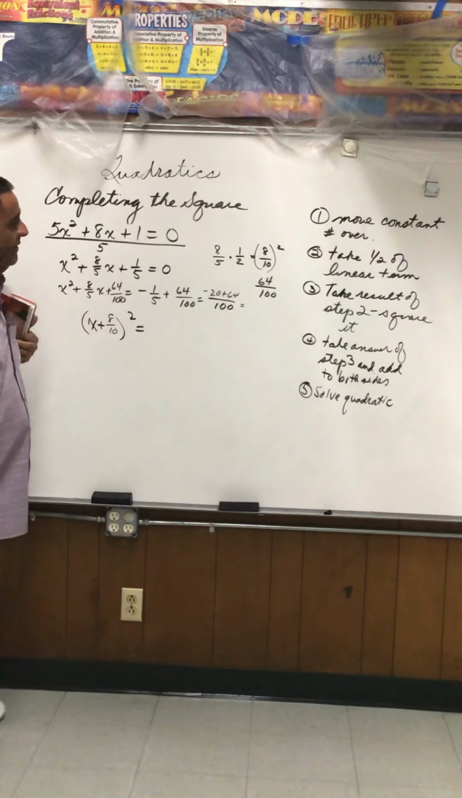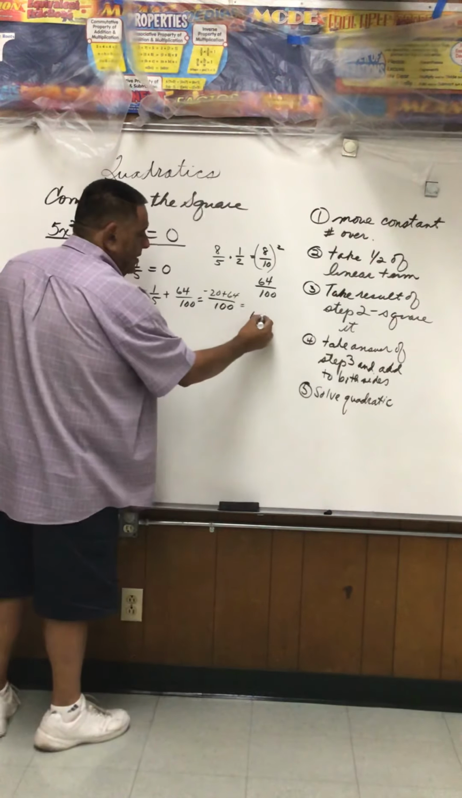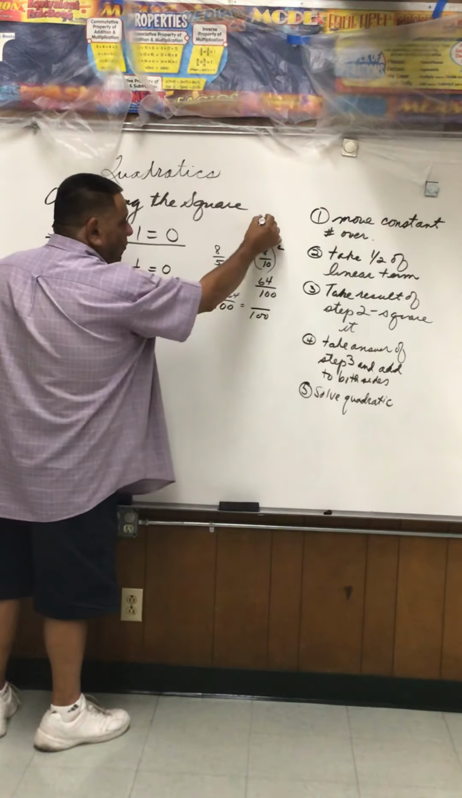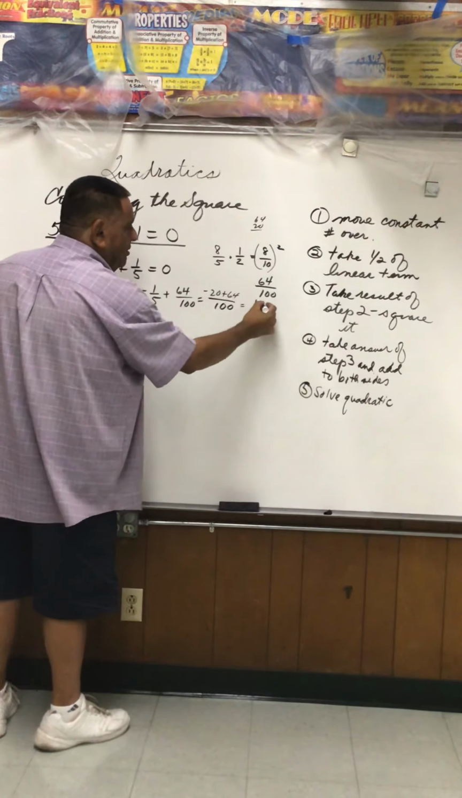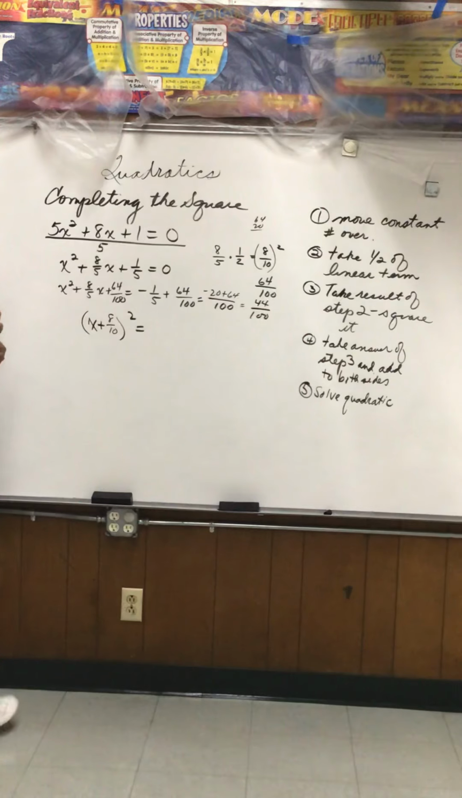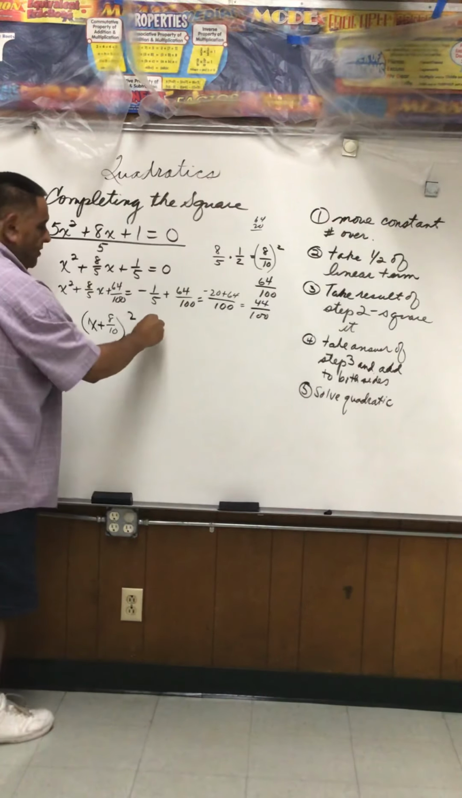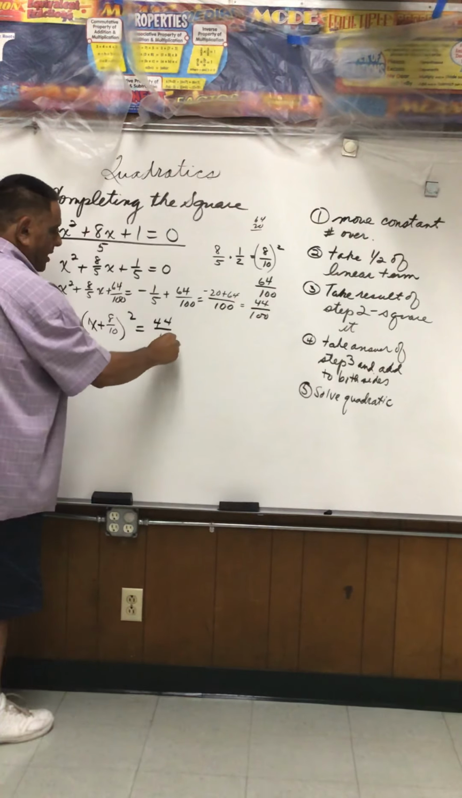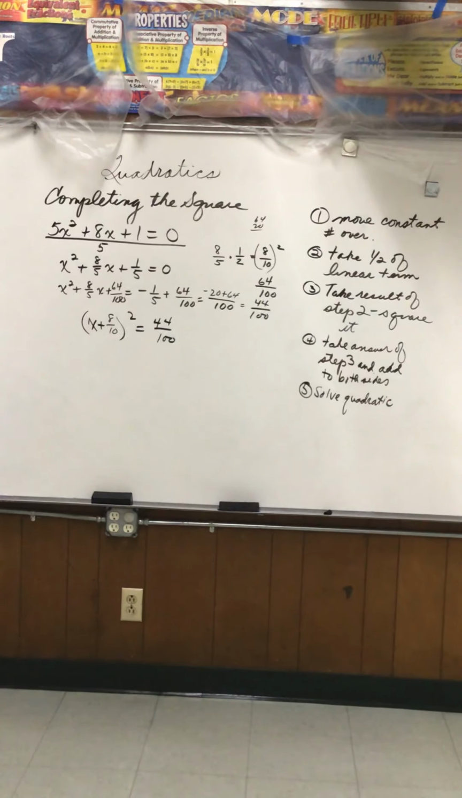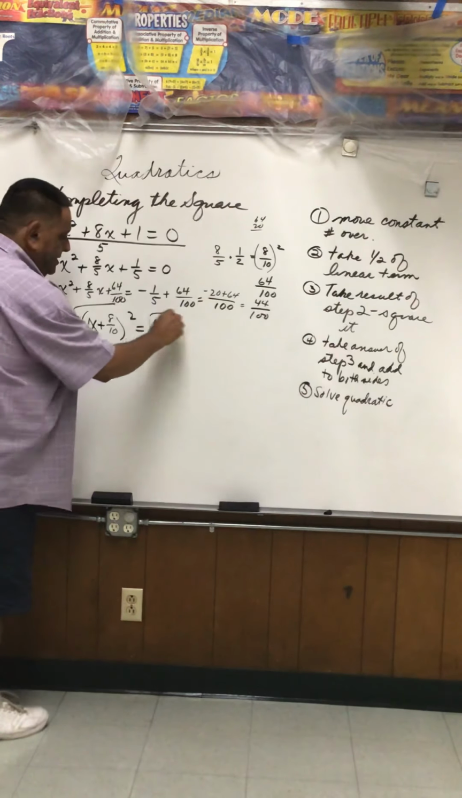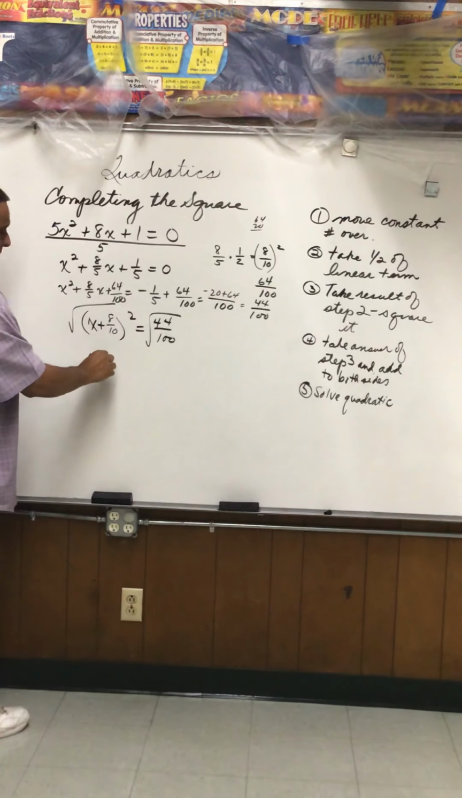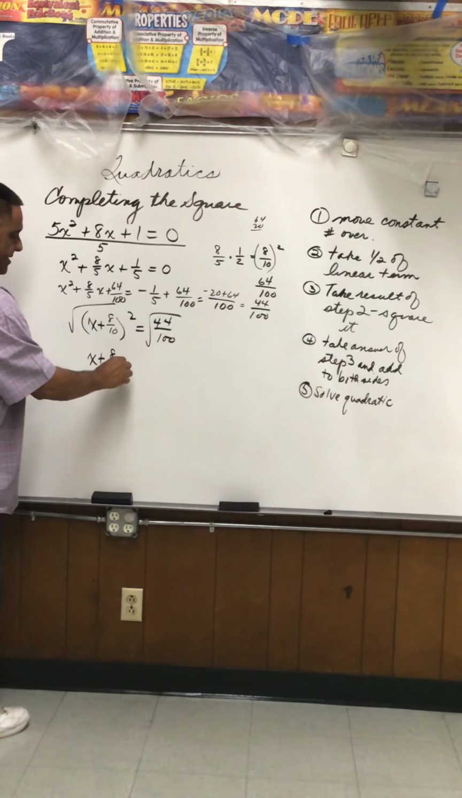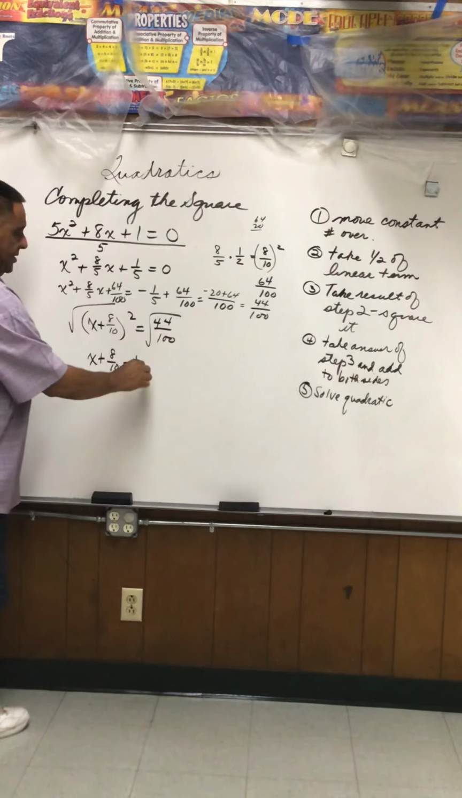All right? And then now we're going to, difference here. All right? So we have 64 minus 20. That would be easy. All right? 44. Be positive 44. So I have positive 44 over 100. All right, same thing now. We're going to take the square root of both sides. So now we're going to have here x plus 8/10 is equal to a plus or minus.